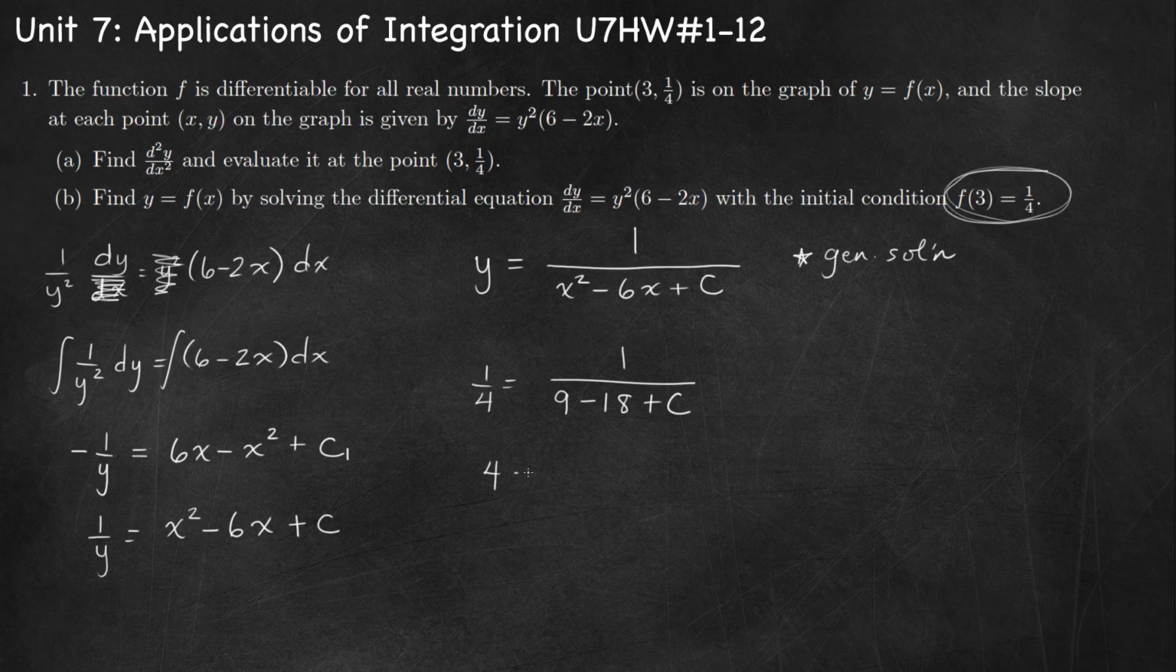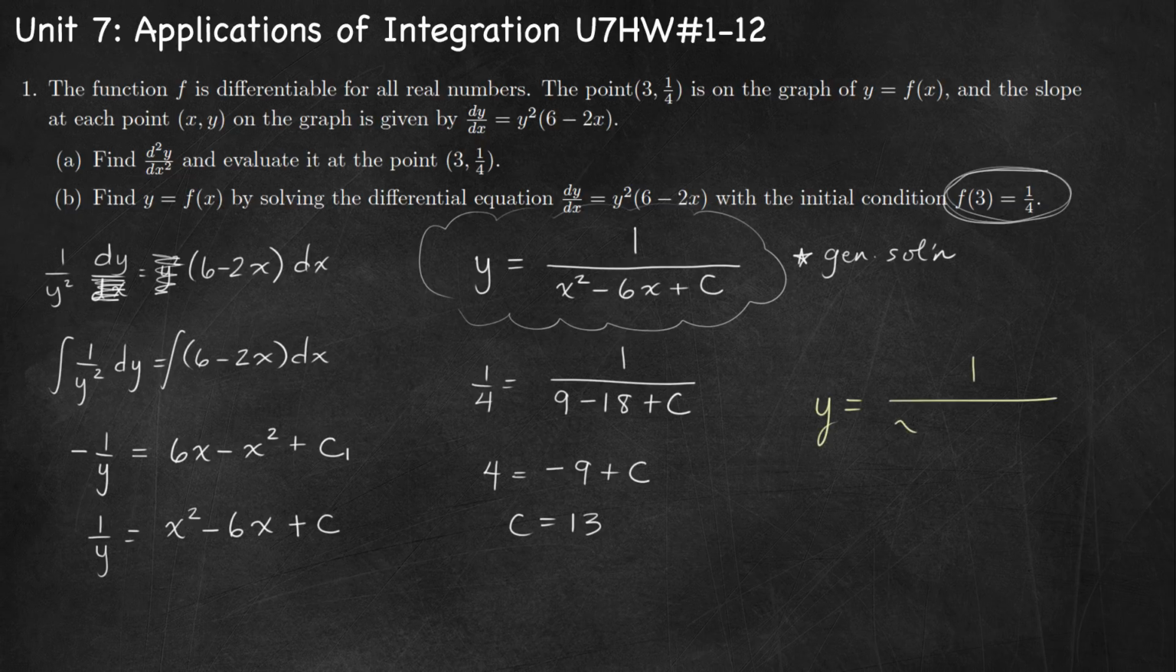So now I can simply solve 4 equals 9 minus 18 plus c. 9 minus 18 is -9 plus c. And then if I add 9 to both sides, I get c equals 13. So I'm going to come back up here to my general solution, and I'm going to substitute 13 in for c. And that's going to give me my particular solution. So my final answer would be y equals 1 over x squared minus 6x plus 13.